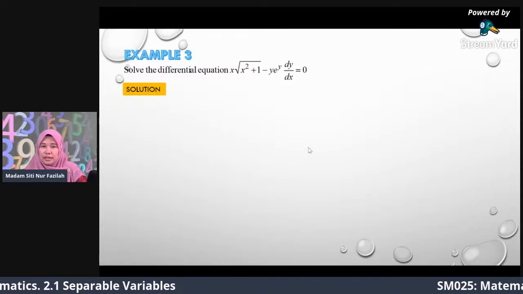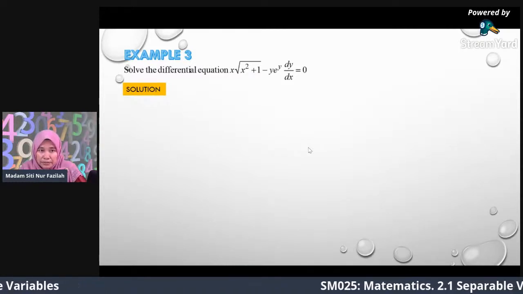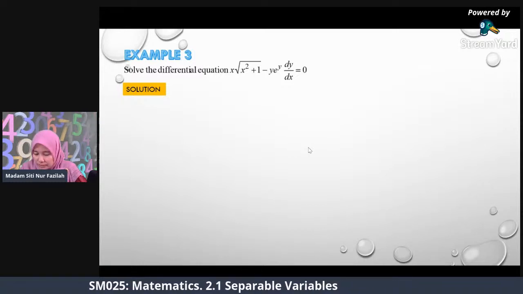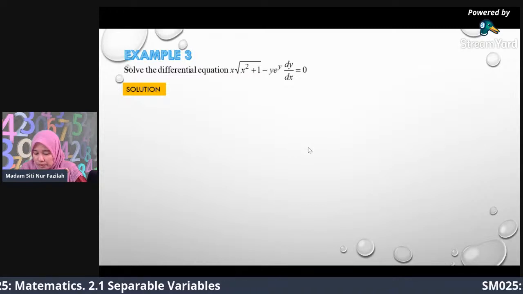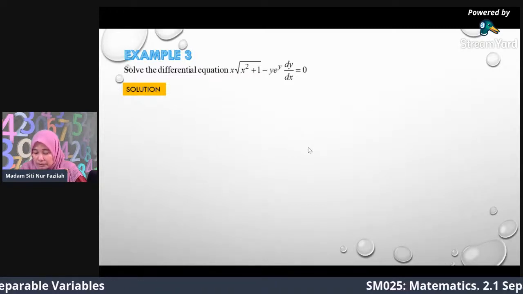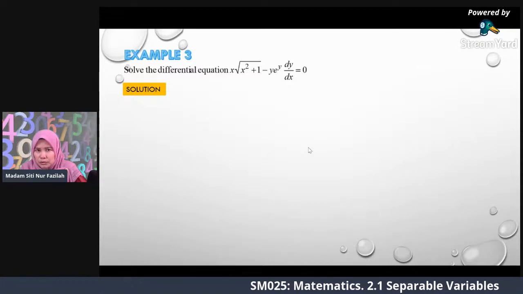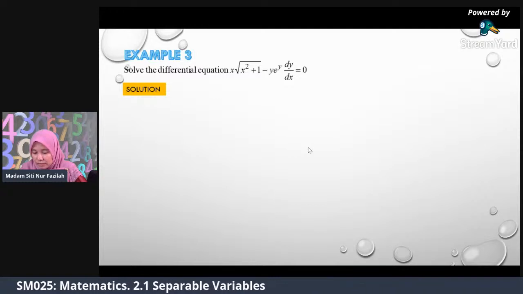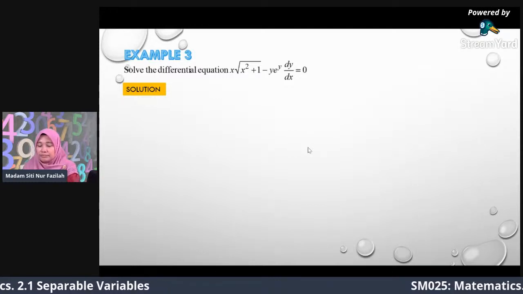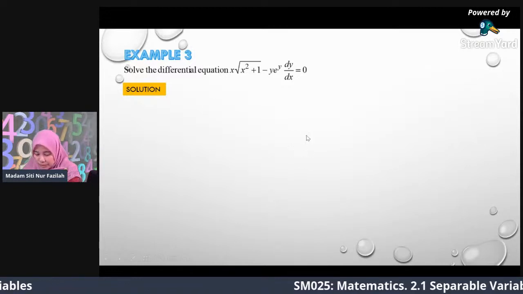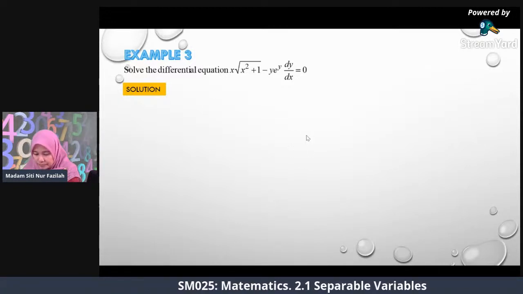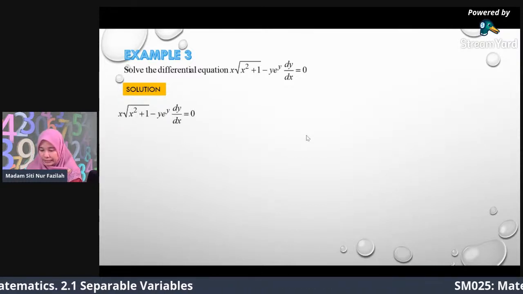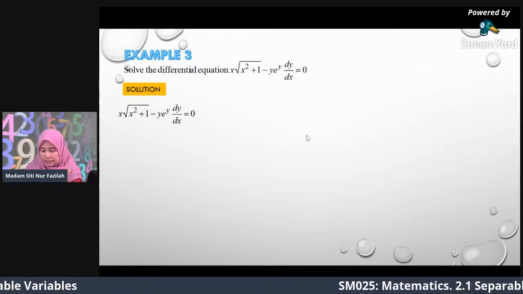Okay. Next, for example 3, solve the differential equation x√(x² + 1) − y e^y dy/dx = 0. Okay, we have a long equation here. We try to separate the variables. We copy back the DE equation.